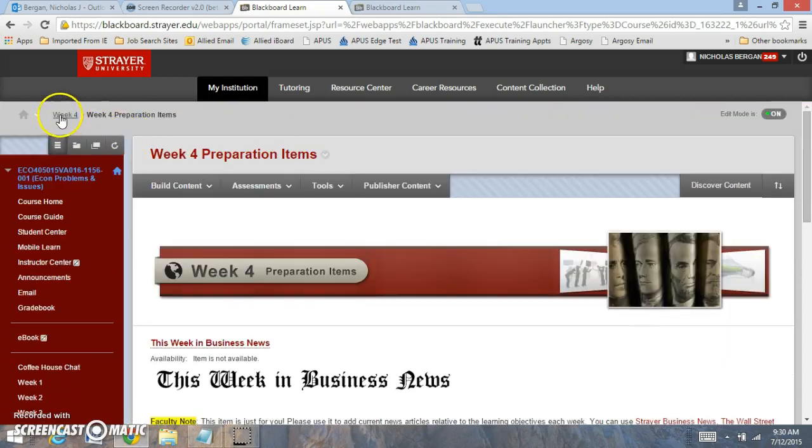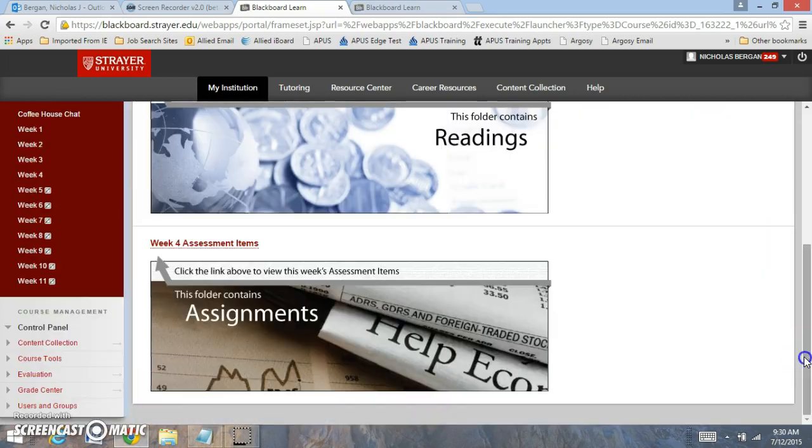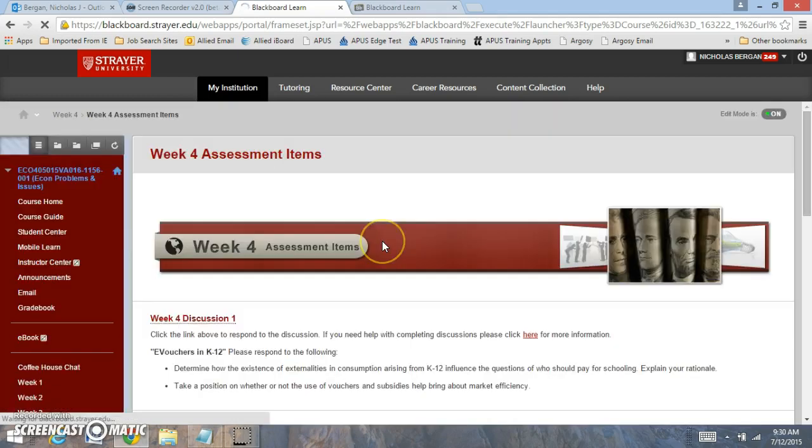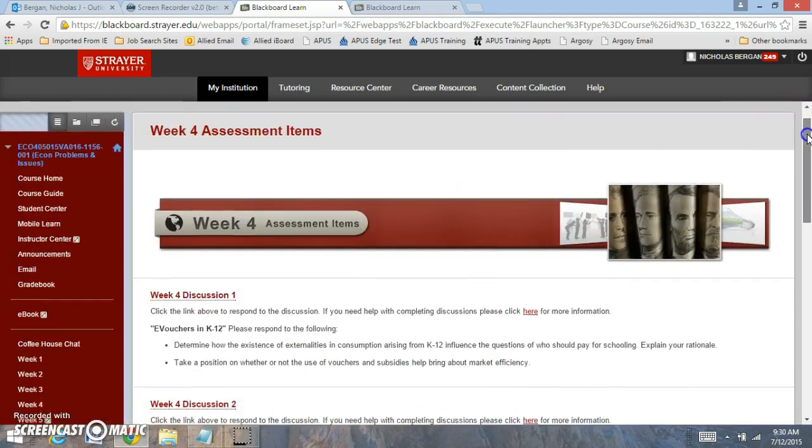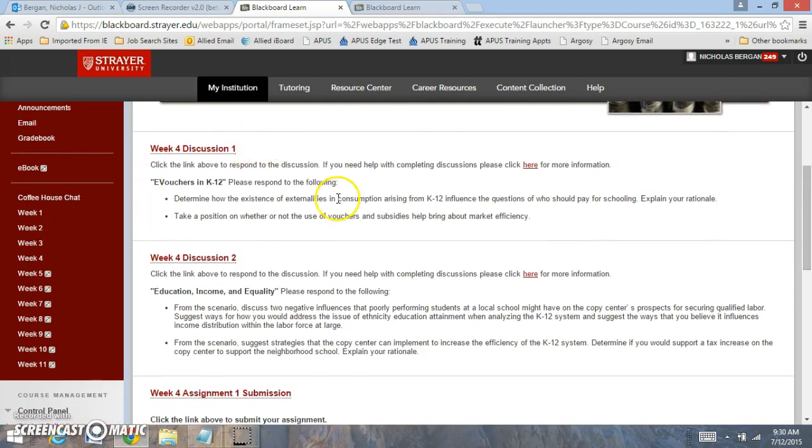Now if we click on the assessment items, this will tell you what you need to focus on this week. So for this week, you have discussion 1 and discussion 2. These discussions will be covering education. You also want to make sure to have an APA formatted in-text citation reference to support your work. You also want to post your work by Wednesday to get the full 5 extra credit points as well. And that will really help your grade.